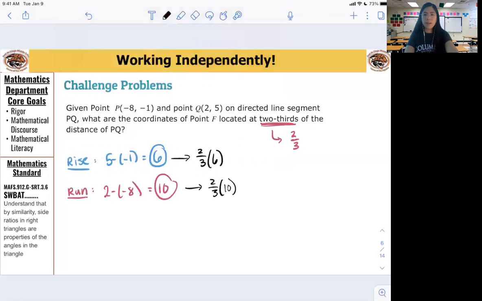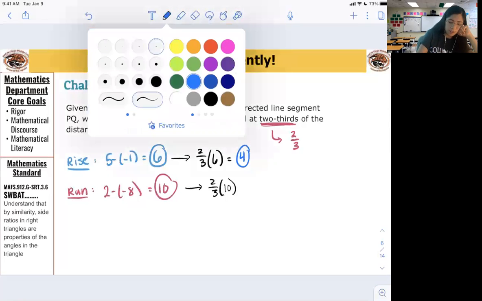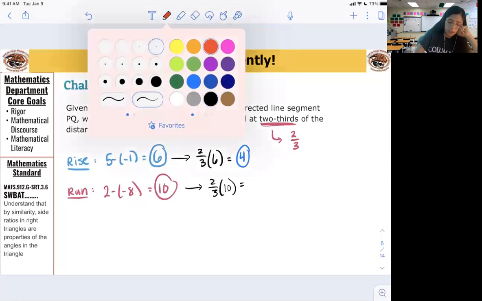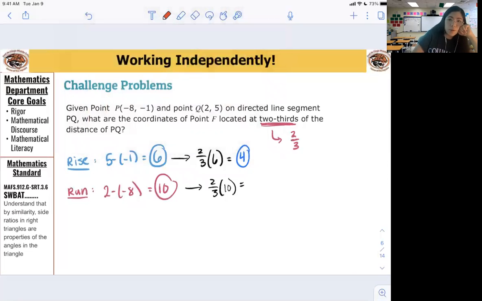What is 2/3 times 6? 4, good. 6 times 2 is 12. 12 divided by 3 gives me 4. So I get 4. What about 2/3 times 10? Good, we keep that as a fraction because 10 times 2 is 20 and 20 divided by 3, we're just going to keep that as 20 over 3, 20/3.